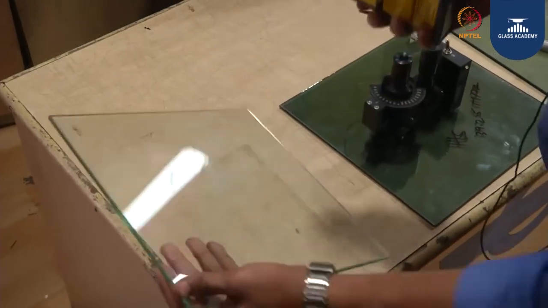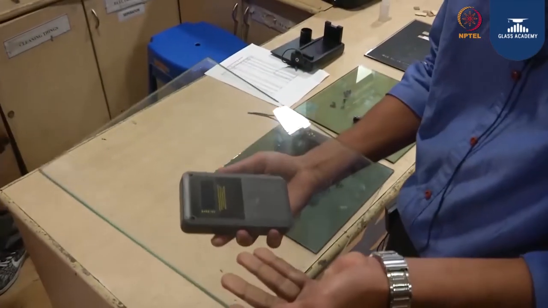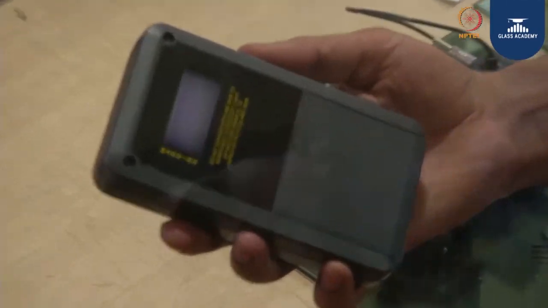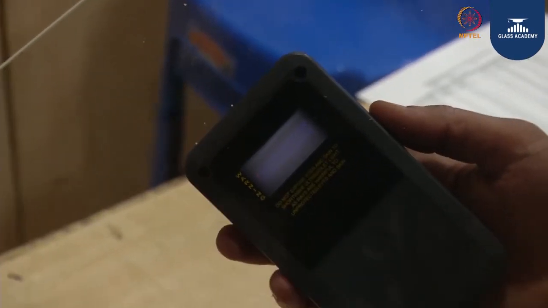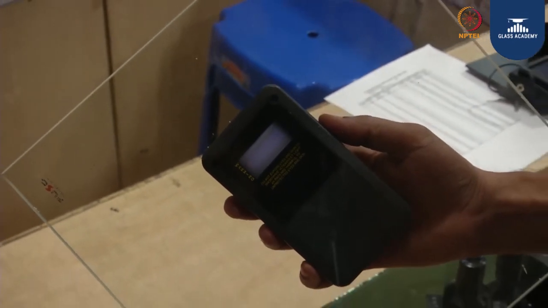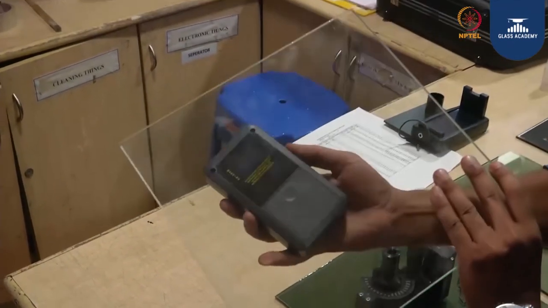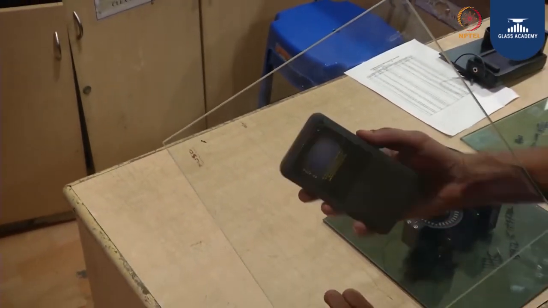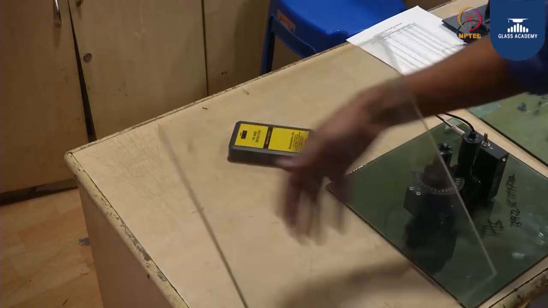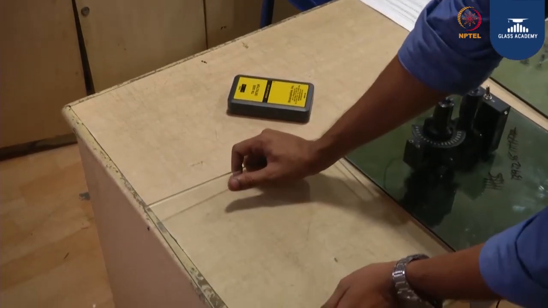In order to measure for toughened glass, again we need to check which one is the tin side and which one is the air side. By looking at the haziness, we can make out this is the tin side. The same thing when you check on the other side, there is no haziness. So, this is my tin side surface. Now, I will be applying a liquid index.